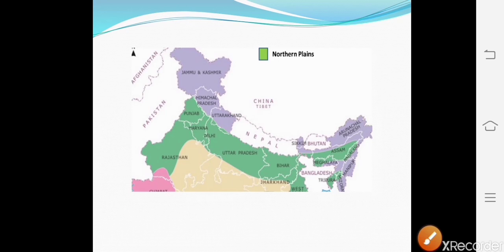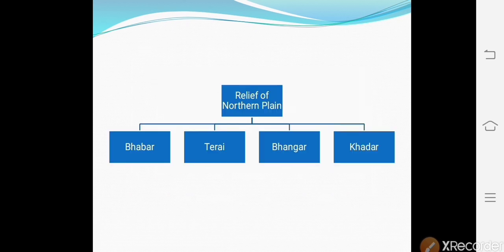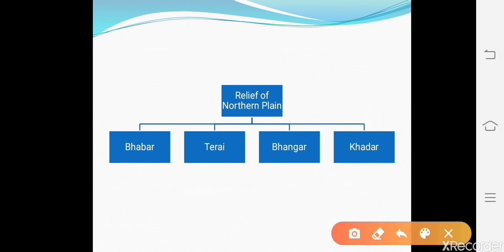When we say northern plains, we consider it as a featureless plain, a flat land without any relief feature. But it's not true. They do have certain features. So the relief features of northern plains are Bhabar, Terai, Bhangar, and Khadar. Now, what are these relief features? We'll see it one by one.